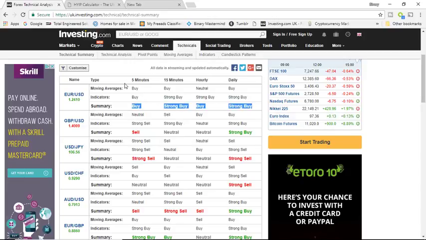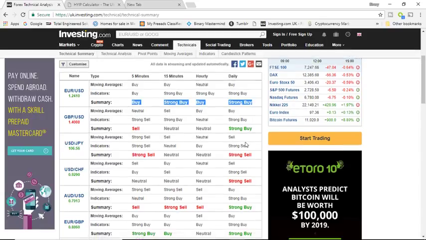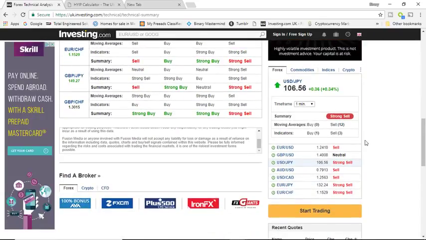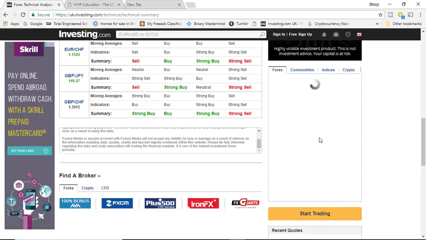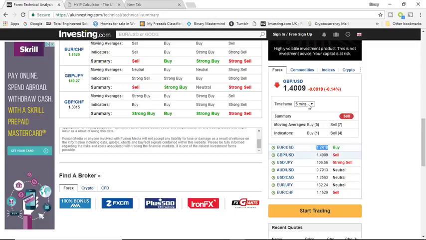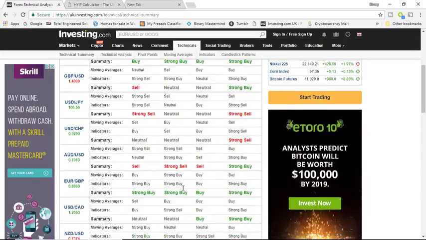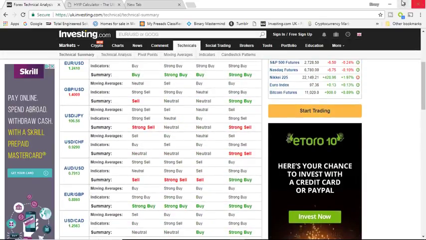Right now we have Euro USD. It's got all buys here, but it sells on here. So you can still take it, but that's on the 1 minute chart. On the 5 minute chart, it's a buy. So we can take this one because the overall trend is up, and that's just the short-term trend.